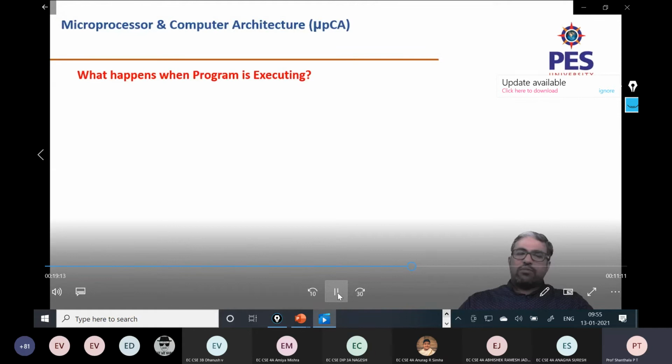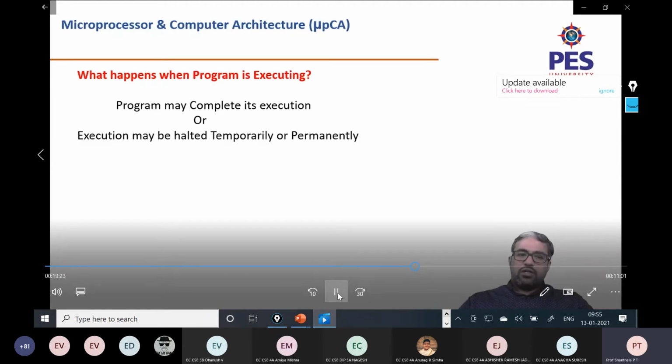What happens when a program is executing? When a program is executing, we expect the program should complete its execution, or execution may be halted temporarily or permanently. Permanently means it is aborting. I don't want to execute your program. I'm going to remove you from the execution and send it back to the memory for different reasons.